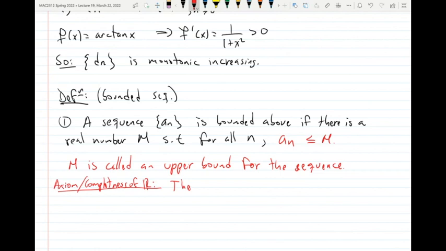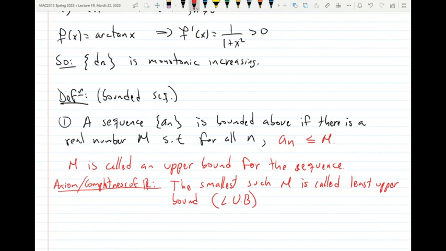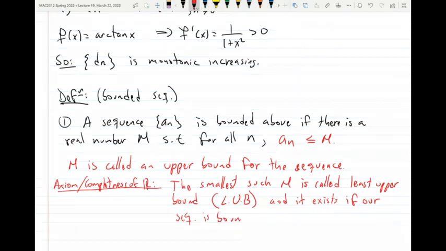So the smallest such M is called the least upper bound, and we usually abbreviate it by LUB. So the smallest such M is called least upper bound, and it exists for real numbers, and it exists if our sequence is bounded above.